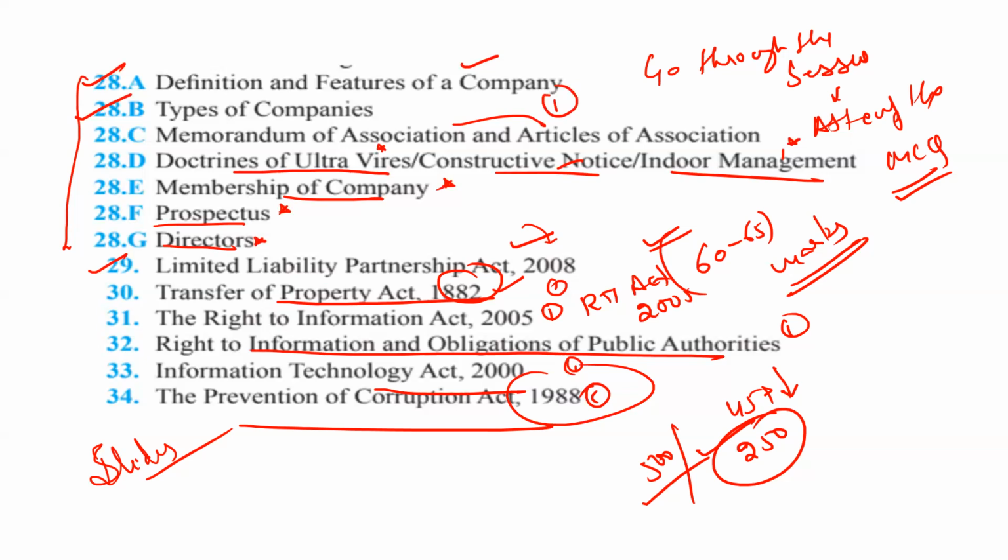So all these points are interrelated, and all these chapters are scoring. This paper is the most scoring among all the five, and it is the easiest one among all the five.